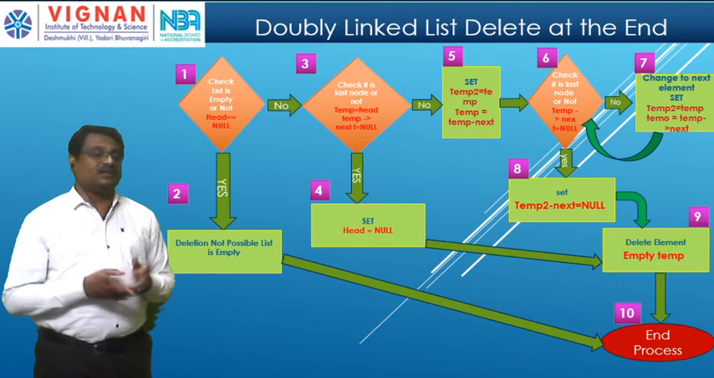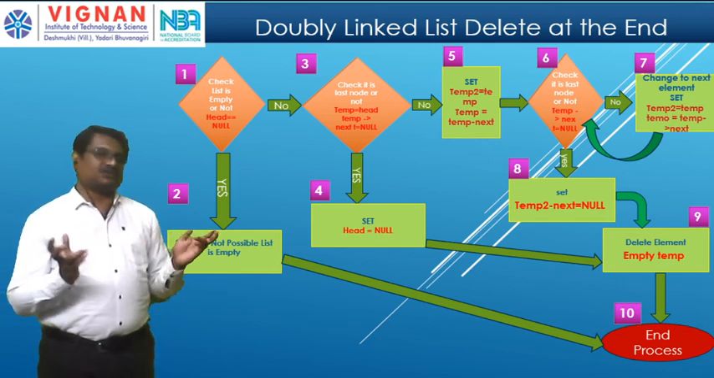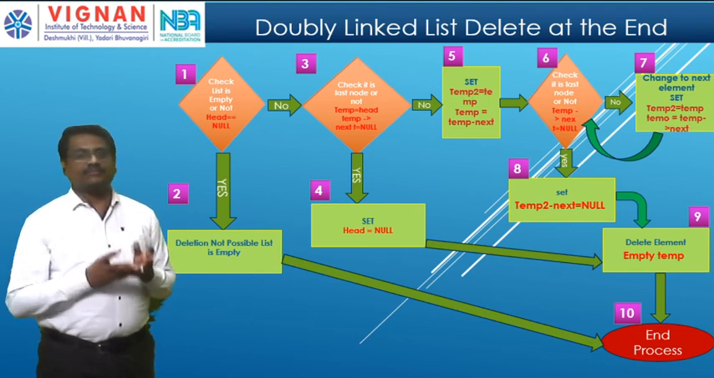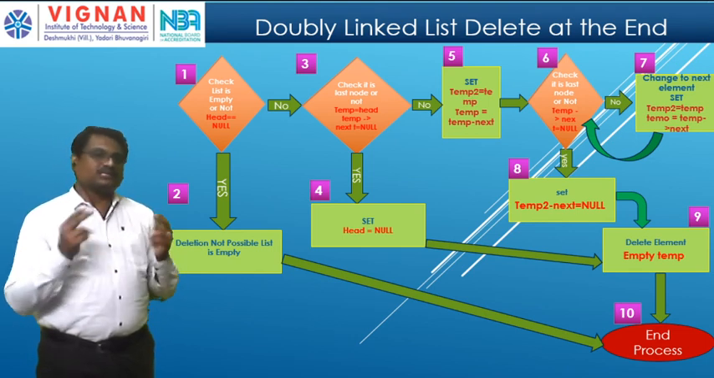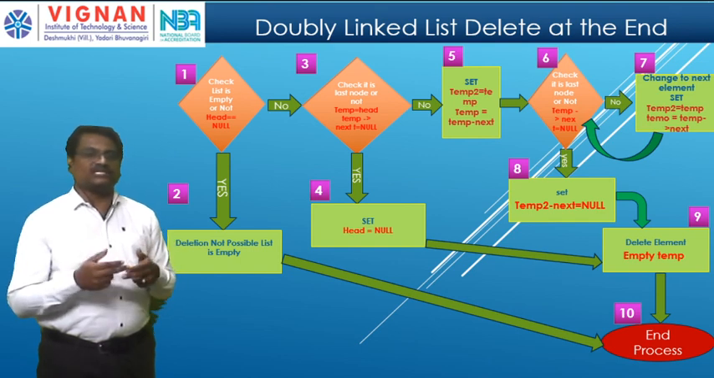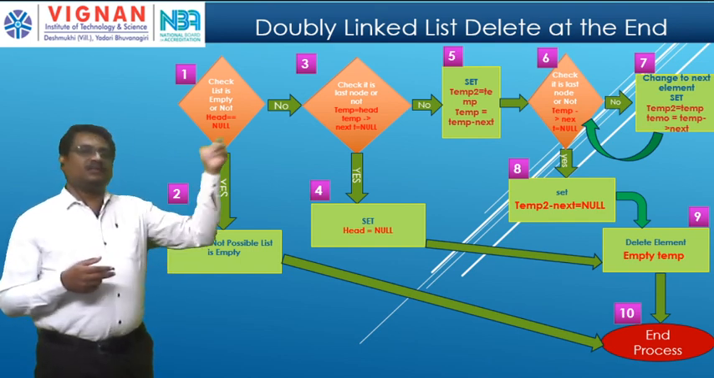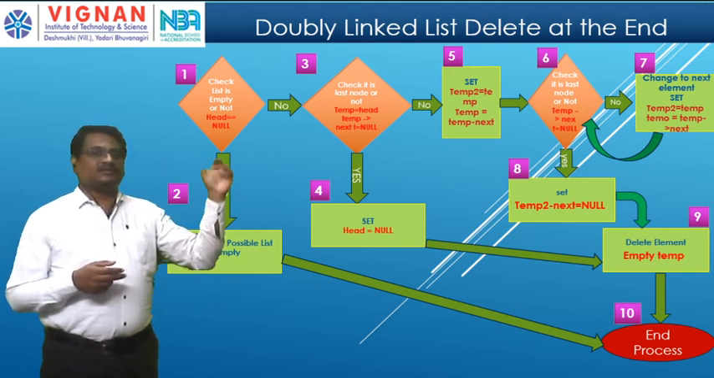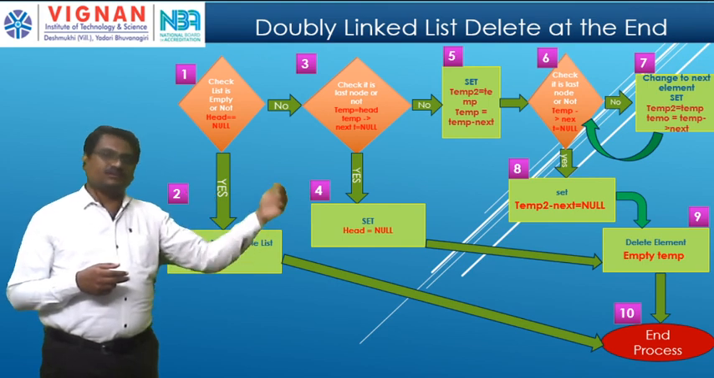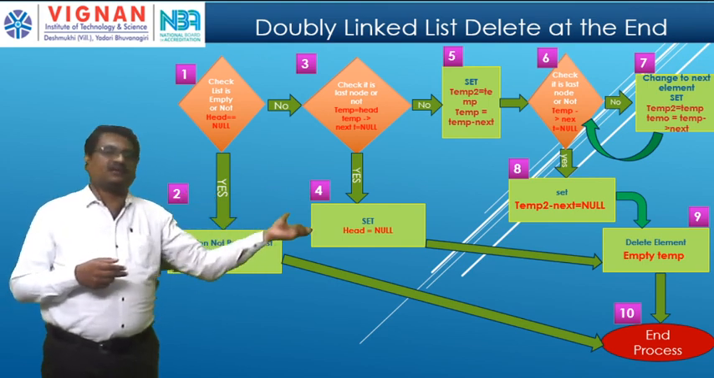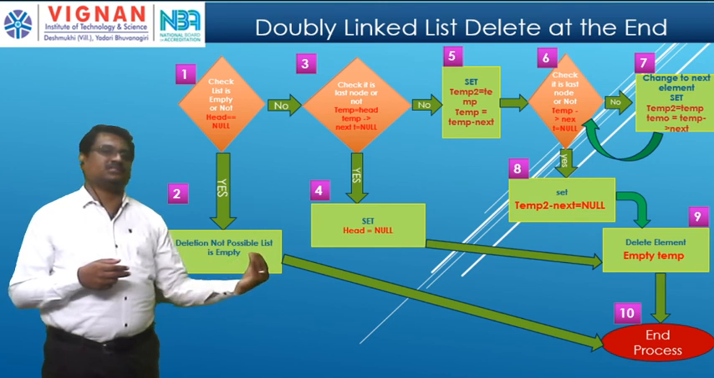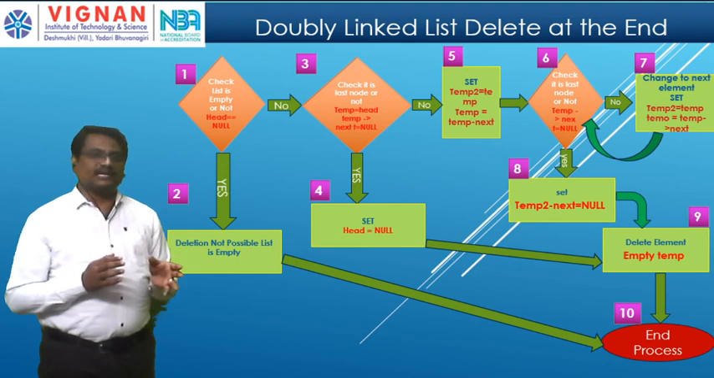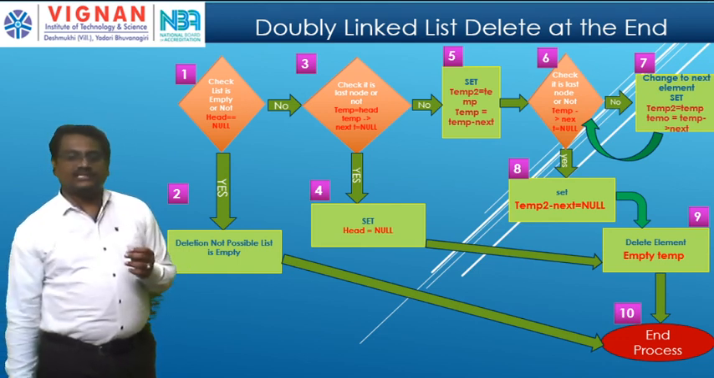If it is the only element, in both processes, at the starting or at the ending, I need to empty the linked list. Am I right? I'm emptying the linked list. Only the third process is going to be changed. What I'm going to do? In the starting, if I want to delete at the starting, I will move the head value to the next. Here I am finding the last element, I am deleting the last element. That is the only difference between deleting at the starting, deleting at the end. I hope everyone understands this process.